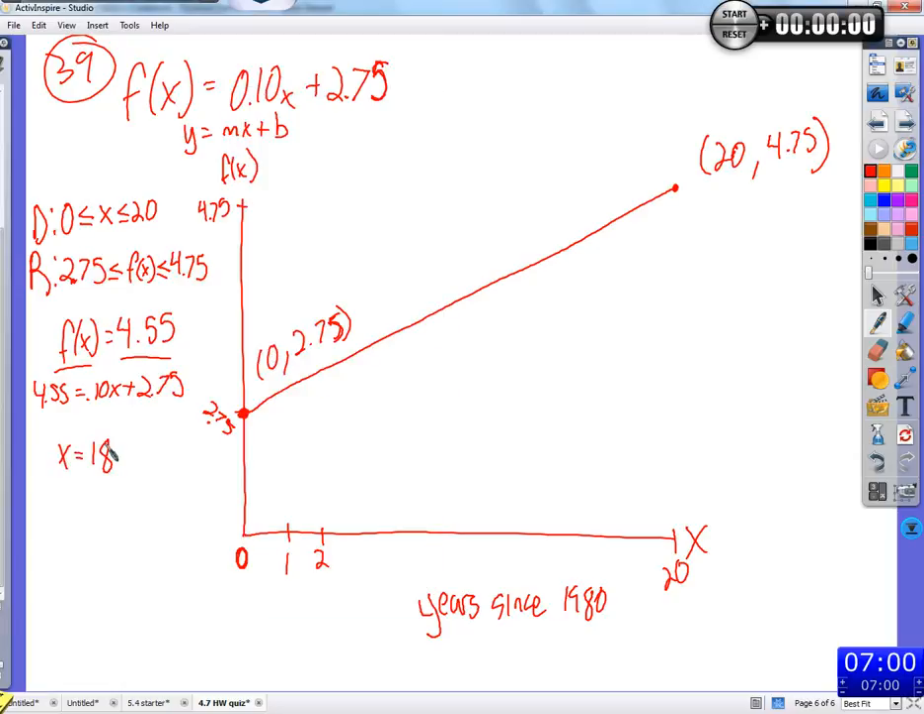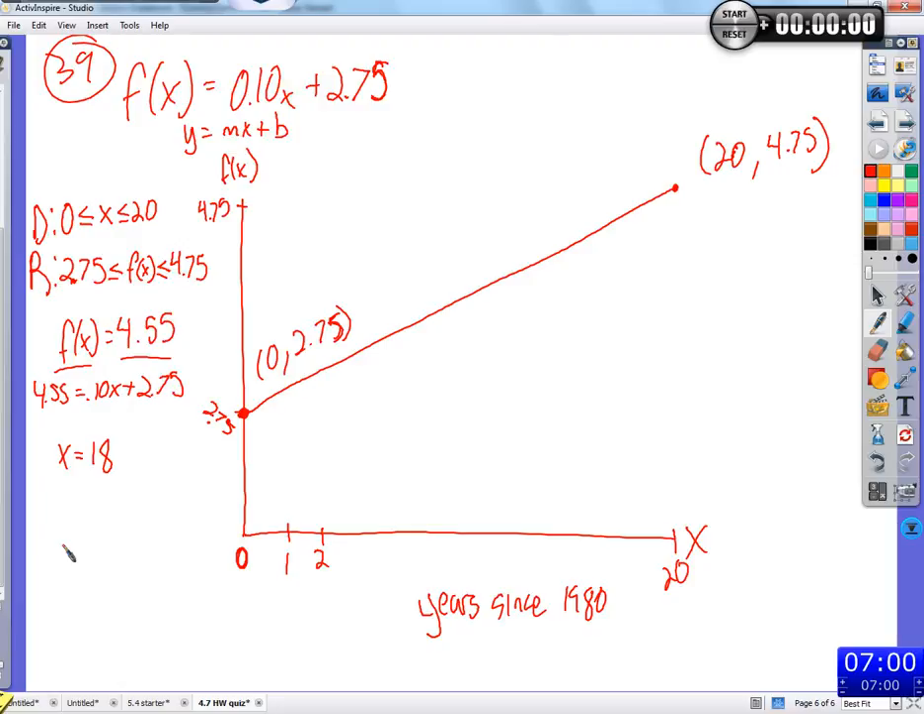So just from a purely pure mathematical standpoint, we made the output of the function be 4.55 and found the value of the input that gives us that output, right? But what does that mean in the context of the problem where x is years since 1980 and f of x is the cost of a ticket? What does x equals 18 mean? 18 years. 18 years since? Since. 18 years since when? 1980. Dang, movies in 1980.